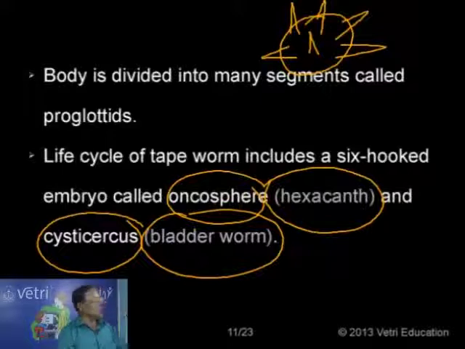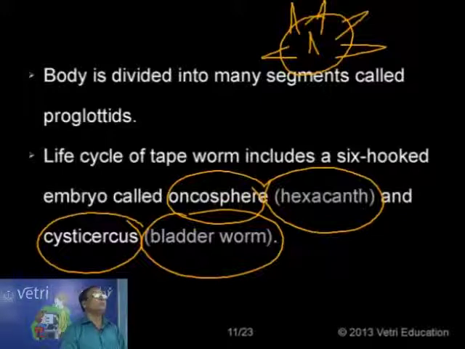So these are the two larval stages. One is the infective stage for the pig, the hexacanth, and the cysticercus is the infective stage for man. So the parasite completes its life cycle in two hosts: one is man, another one is pig. So that is the pork tapeworm.